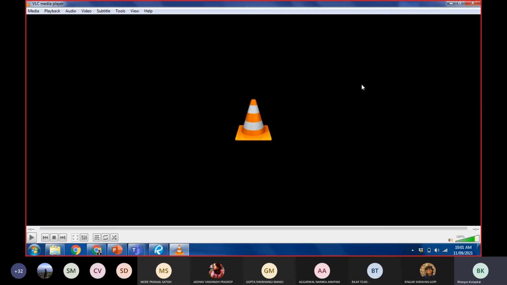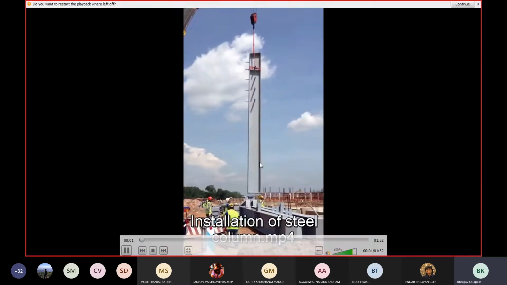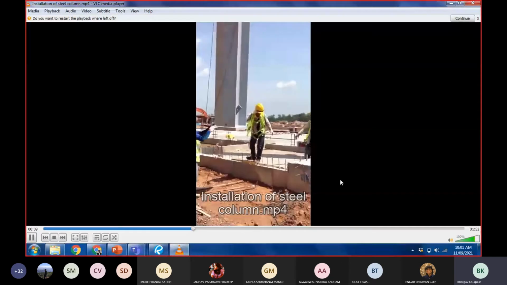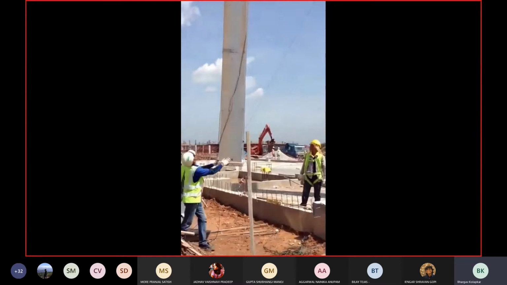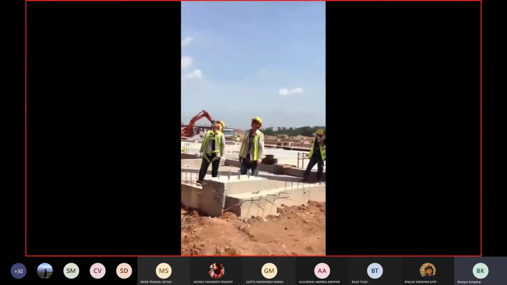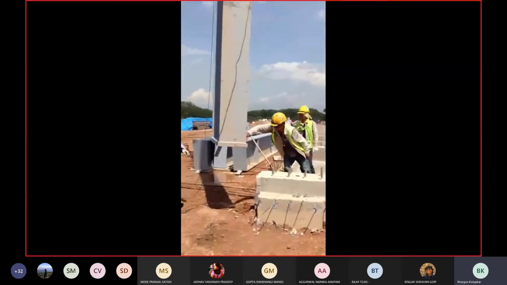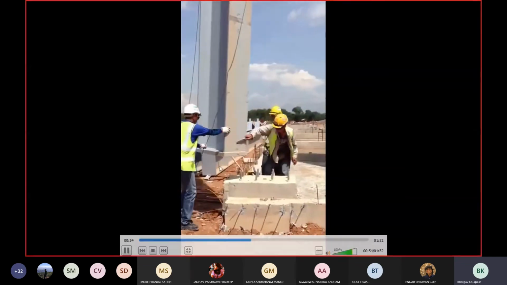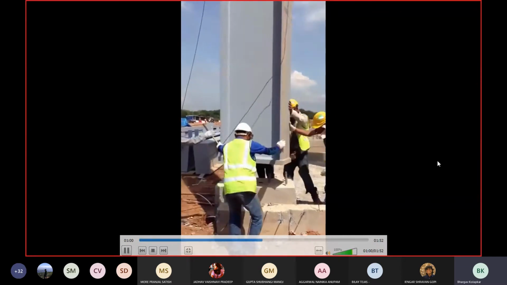This is a slightly different type of base plate, or base arrangement. I wanted you to understand how the anchor bolts are placed. In this, the base plate is already welded to the column. This is the base plate. This is the anchor bolt.